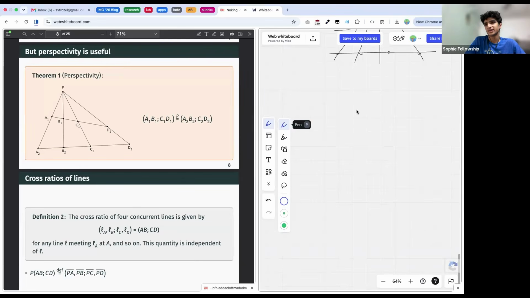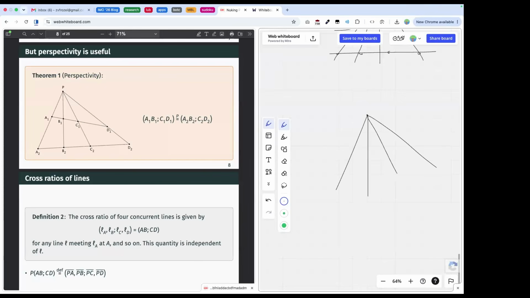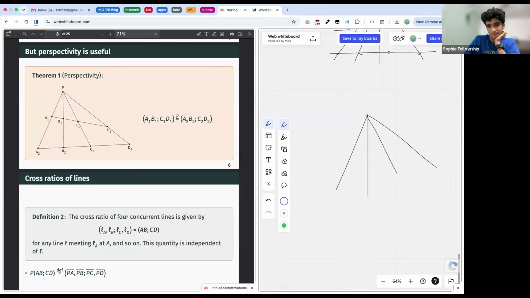So if you have 4 lines, let's call them LA, LB, LC, LD. Let's call them PA, PB, PC, PD for now. And now if I have 4 concurrent lines. Can you connect it? What is it called? Sorry.